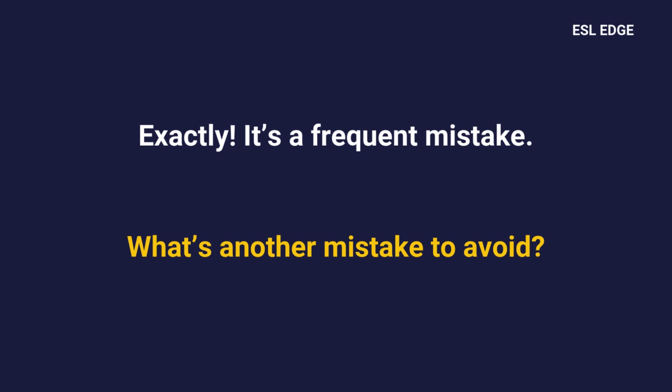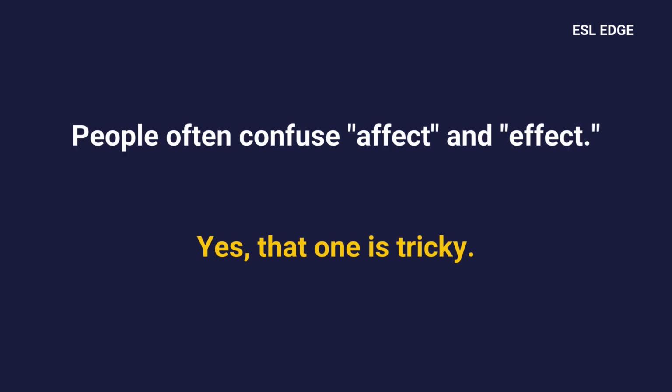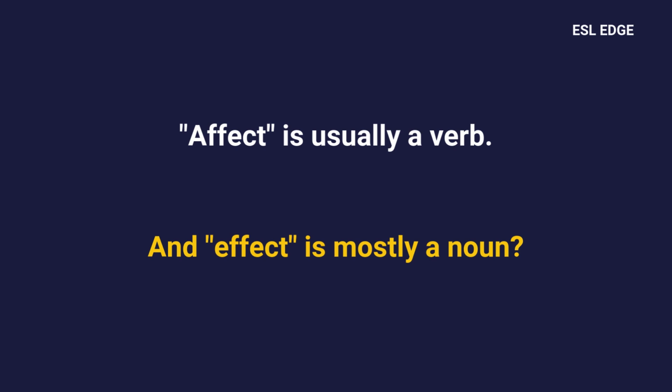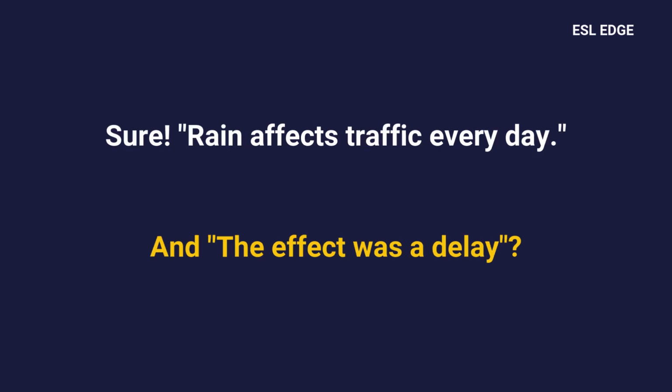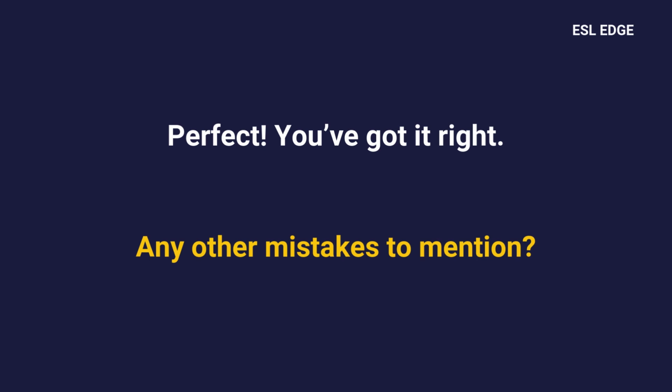What's another mistake to avoid? People often confuse affect and effect. Yes, that one is tricky. Affect is usually a verb. And effect is mostly a noun? Yes, that's the general rule. Can you give me examples? Sure. Rain affects traffic every day. And the effect was a delay. Perfect. You've got it right.